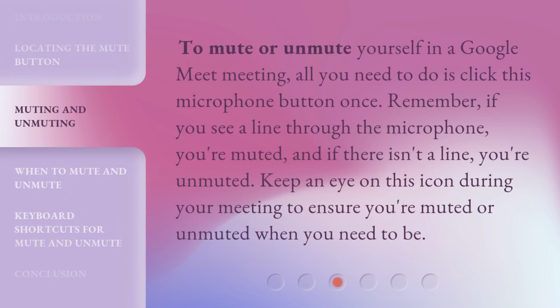To mute or unmute yourself in a Google Meet meeting, all you need to do is click this microphone button once. Remember, if you see a line through the microphone, you're muted, and if there isn't a line, you're unmuted. Keep an eye on this icon during your meeting to ensure you're muted or unmuted when you need to be.